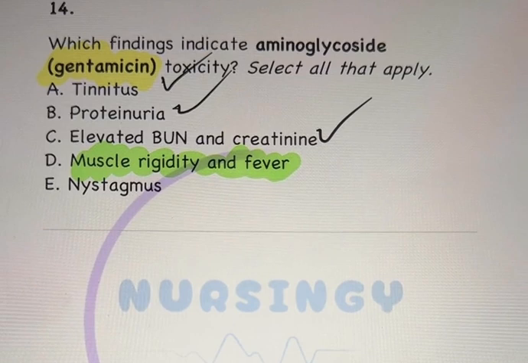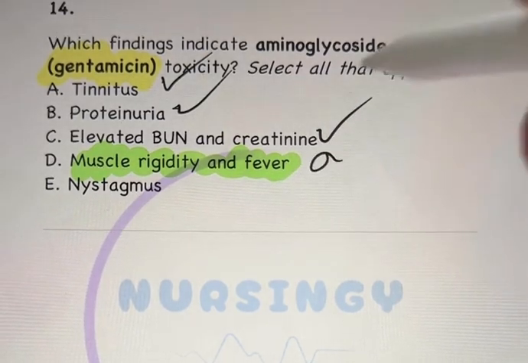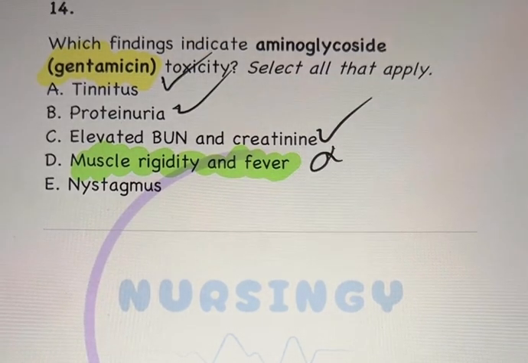So do we see NMS with aminoglycosides? Which class of drug can we see this with? Yes, future RN, definitely antipsychotics. Antipsychotic medications can cause NMS. So not aminoglycosides. That's the typical side effect of antipsychotics.